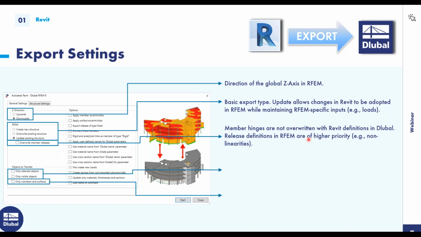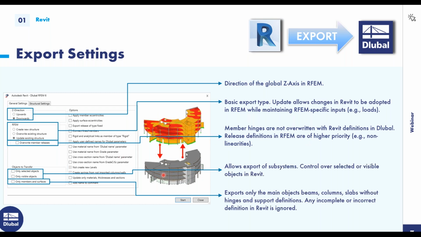And then we have some additional options here for the exporting of subsystems or just specific portions of the model. So for example, only selected objects. That's if you highlight specific objects in Revit, you can just export those highlighted objects, and then only visible objects is pretty self-explanatory, along with only members and surfaces.